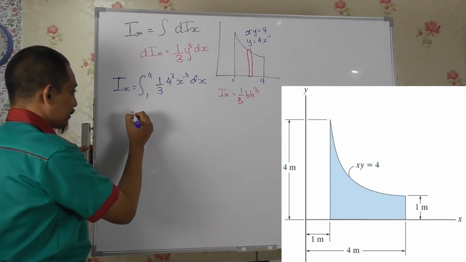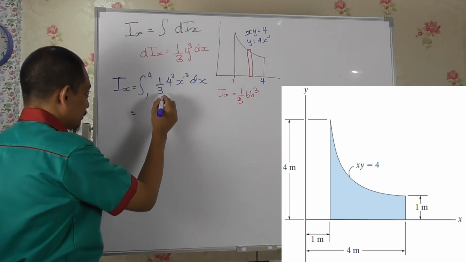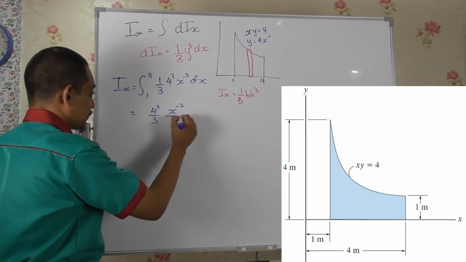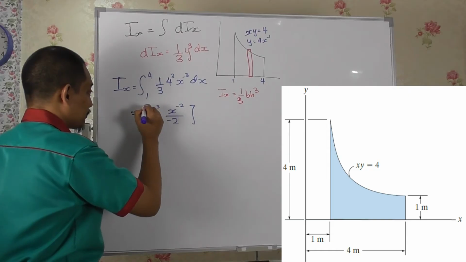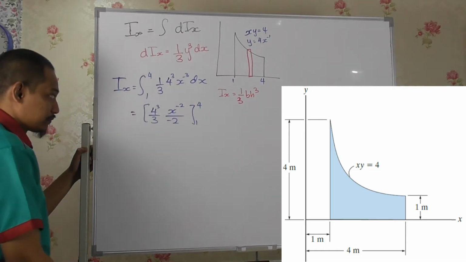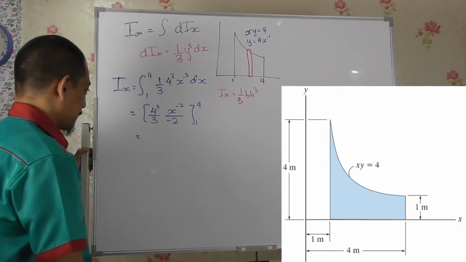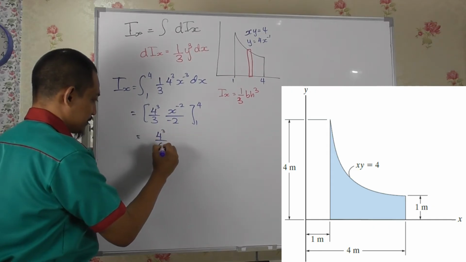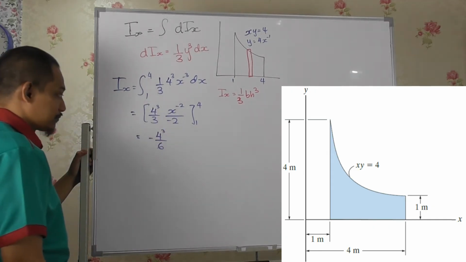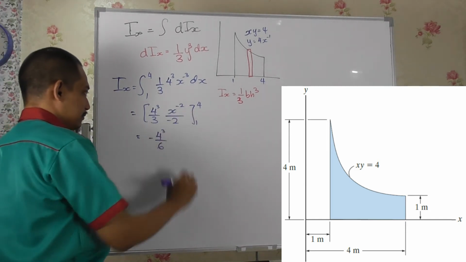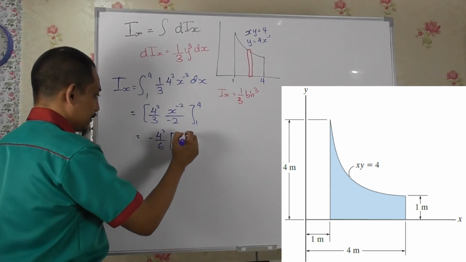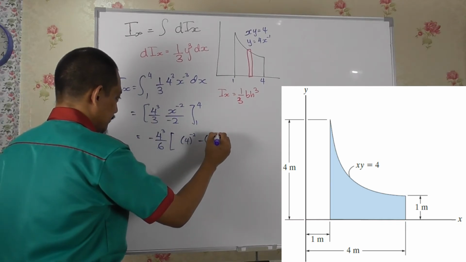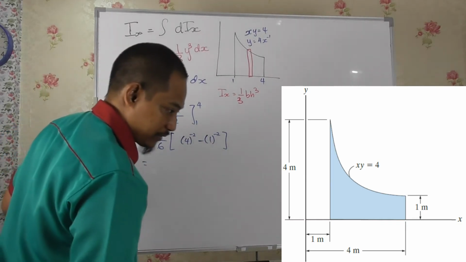Okay, so ready to integrate. If we integrate this, we have 4 to the power of 3 over 3 here, x to the power of negative 3 becomes x to the power of negative 2, divided by negative 2, from 1 to 4. If I take all the numbers outside, let that one leave it be first, over 6, then negative there. So we have x to the power of negative 2, so basically it will be 4 to the power of negative 2 minus 1 to the power of negative 2. So based on that, what do you get?